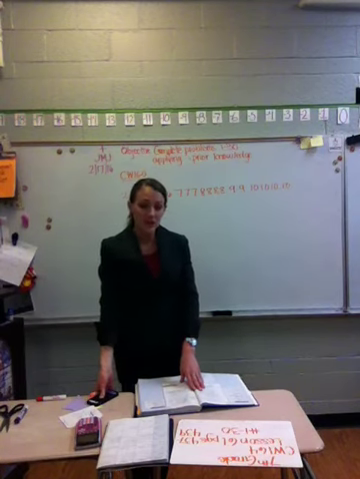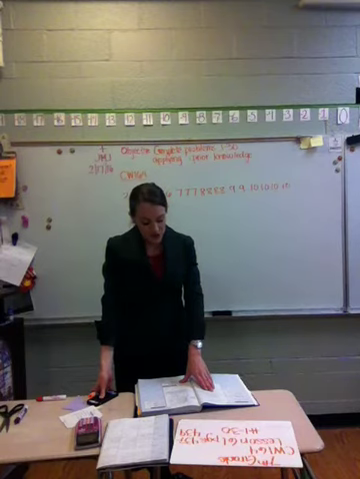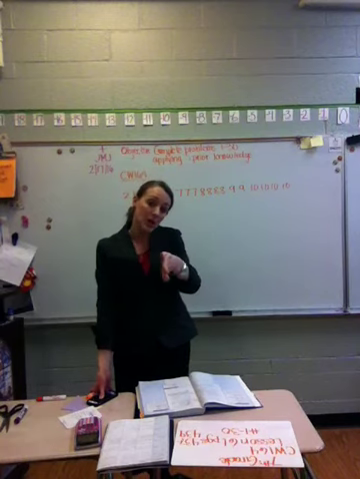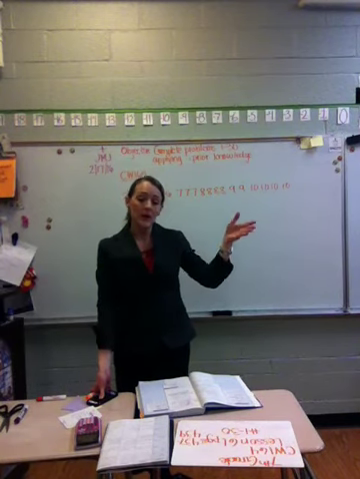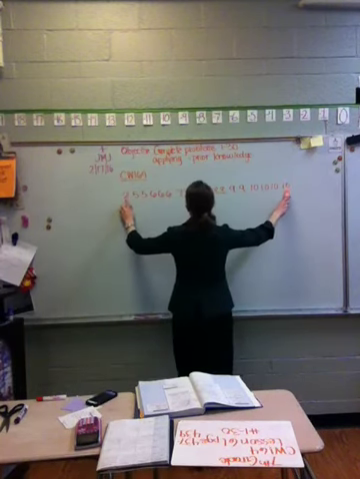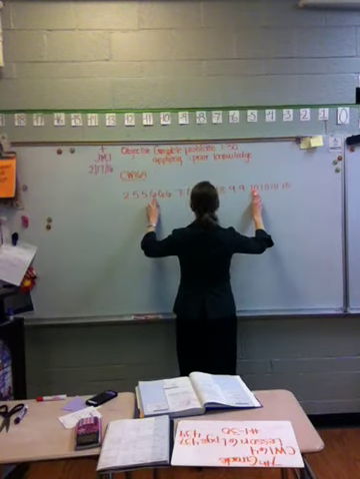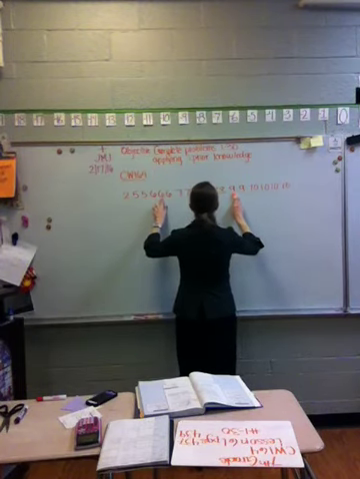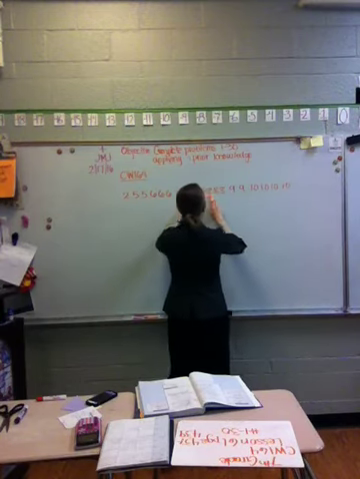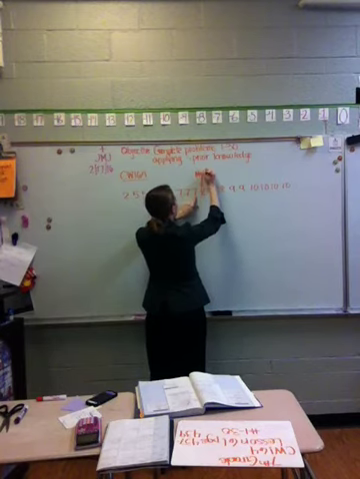Let's go ahead and look at what they're asking us to find. They're asking us to find the median, which remember, the median of something is the middle. Think of the median of the road. The median is the middle. So let's go ahead and count it. I've got 1, 2, 3, 4, 5, 6, 7, 8, 9. So right here is the median of my data set.